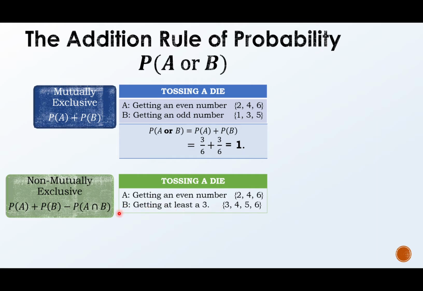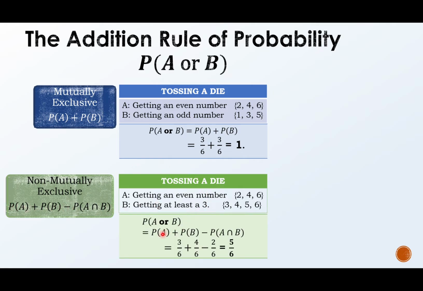So if we are to be asked, what's the probability of getting an even number or getting at least a 3, take note that this event has an intersection with this event. In the intersection between A and B, merong common na 4 and 6. So, may dalawang laman ang ating intersection. Therefore, they are not or non-mutually exclusive events, and we follow this formula.